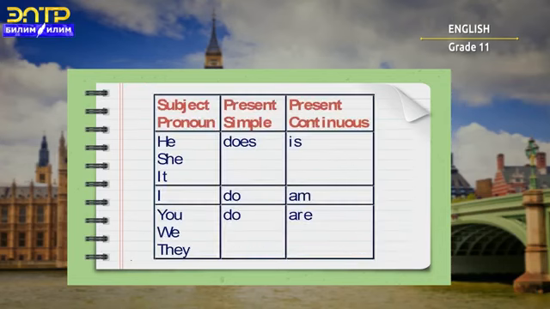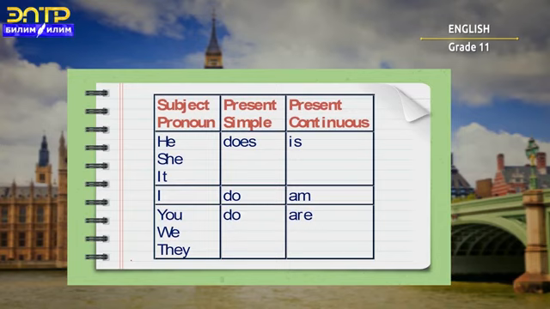Now, dear students, let me remind you of some of the helping verbs with some tenses. Look at the table here. Here we have the subject pronouns column. We have 7 subject pronouns here: he, she, it, I, you, we, they. In the simple present tense, we use "does" as a helping verb for he, she, it, and we use "do" with I, you, we, they in the present simple.